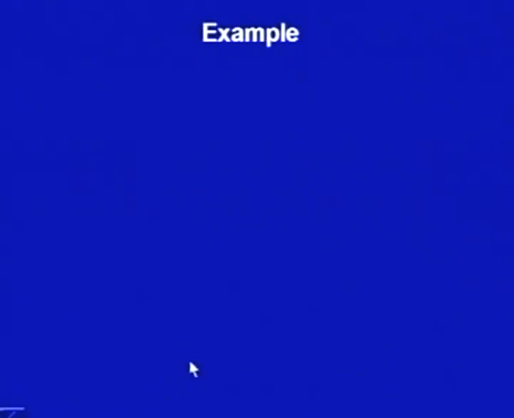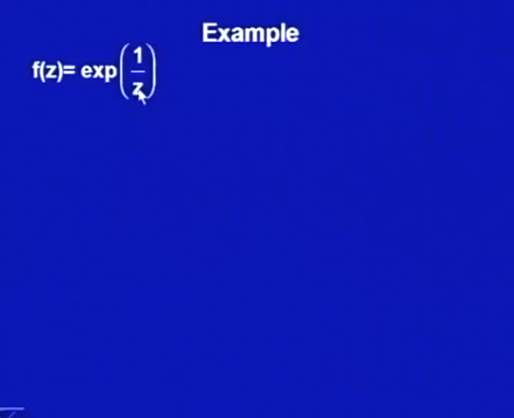Let us see what it is saying. I will explain this behavior through one example. The example of an essential singularity for the function e to the power 1 by z we had already done, so let us come back to the same example. We have the function exponential of 1 by z, and we know that z equal to 0 is an essential singularity for this function.